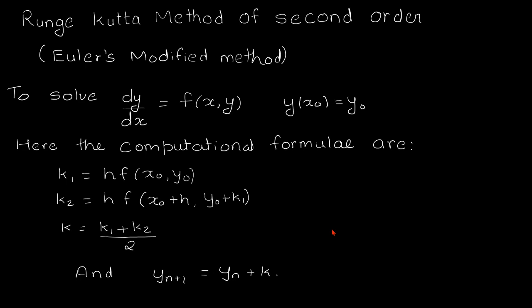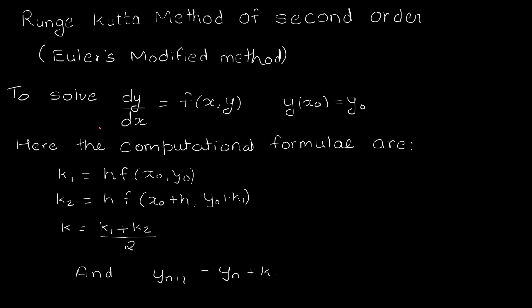Hello students, now in this video we will be studying about Runge-Kutta method of second order. This Runge-Kutta method of second order is also known as Euler's modified method. Euler's method is the Runge-Kutta method of first order and Euler's modified method is the Runge-Kutta method of second order. Now we'll see how this Runge-Kutta method works.